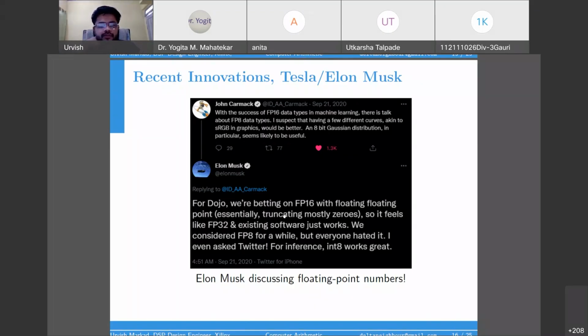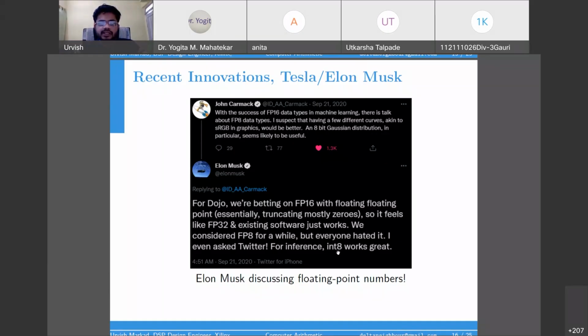Okay, so here he was discussing that for Dojo they are betting on FP16, the format which I discussed, called half precision, so that it feels like FP32 and existing software just works. We considered FP8 for a while, that is what he says. He considered using FP8, floating point 8, but everyone hated it. That means they didn't get some desired outcome using that. He has even taken a poll about that on Twitter. And for inference, which is the second step of any ML algorithm, int 8 works great.